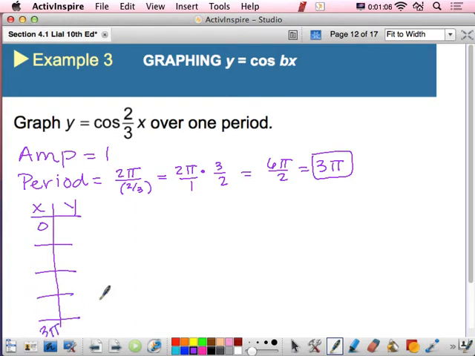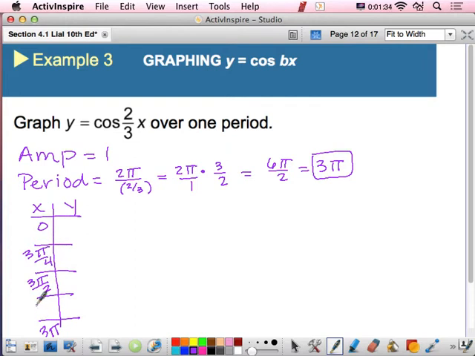So this is where things start to get a little tricky. Halfway between 0 and 3 is 3 over 2. So this is 3 pi over 2. And halfway between 0 and 3/2 is 3/4. How do you take half of a half? A fourth. Yeah, you multiply it. So 3/2 times another half is 3/4. So this is 3 pi over 4.